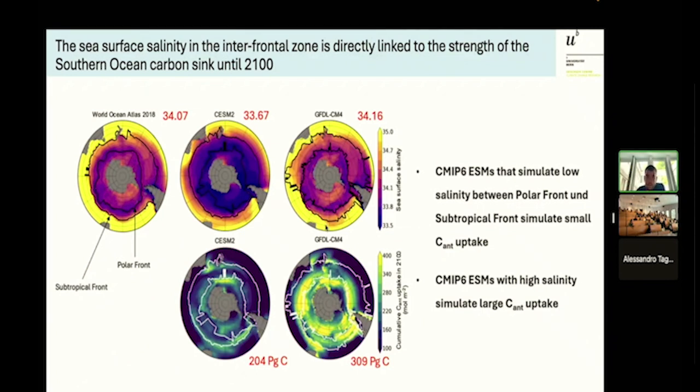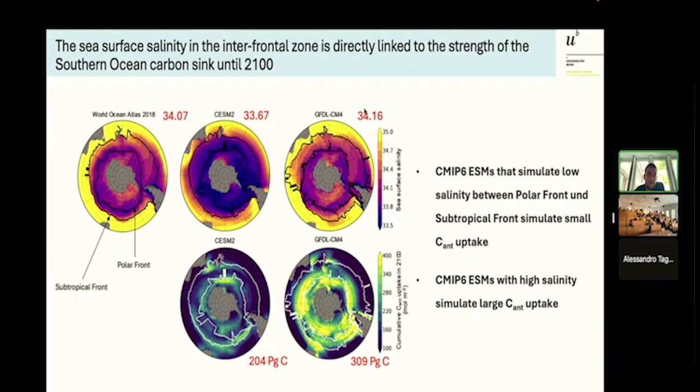So you see here again the sea surface salinity for the observations from the World Ocean Atlas, for CSM2, the model with the lowest uptake, and then for GFDL, the model with the highest uptake. And here are the numbers for the average interfrontal salinity in the zone, and here are the numbers for the integrated anthropogenic carbon uptake in the Southern Ocean. And what we can see very nicely is that the model with the low uptake has a very low sea surface salinity, and the model with the high uptake has a very high sea surface salinity.